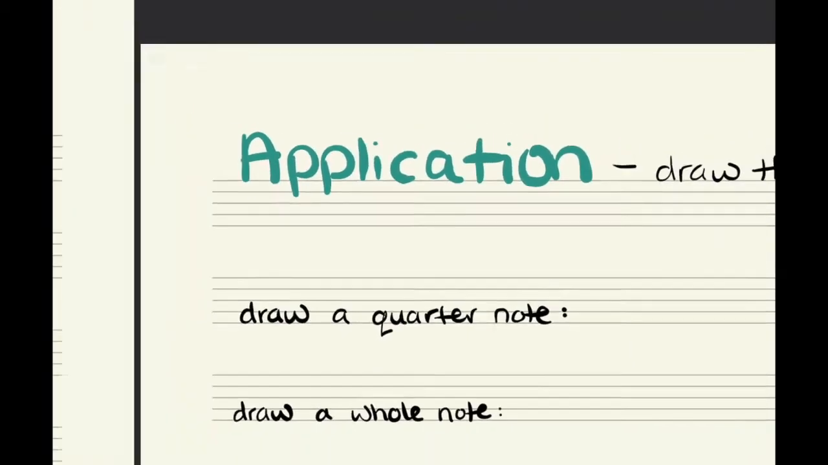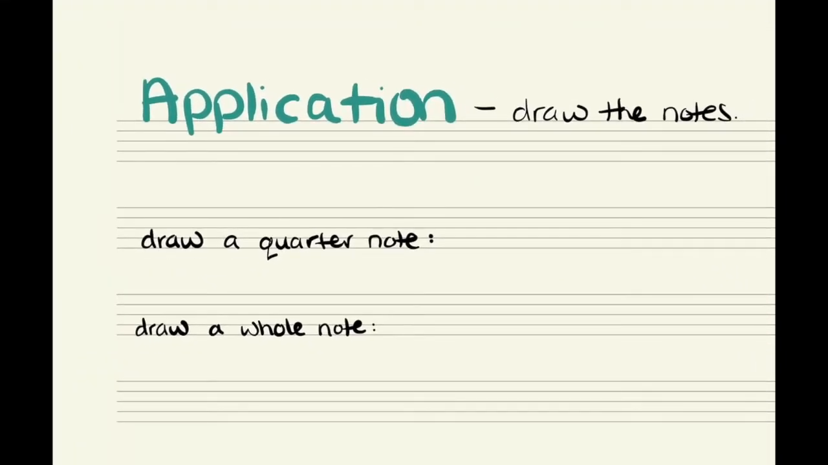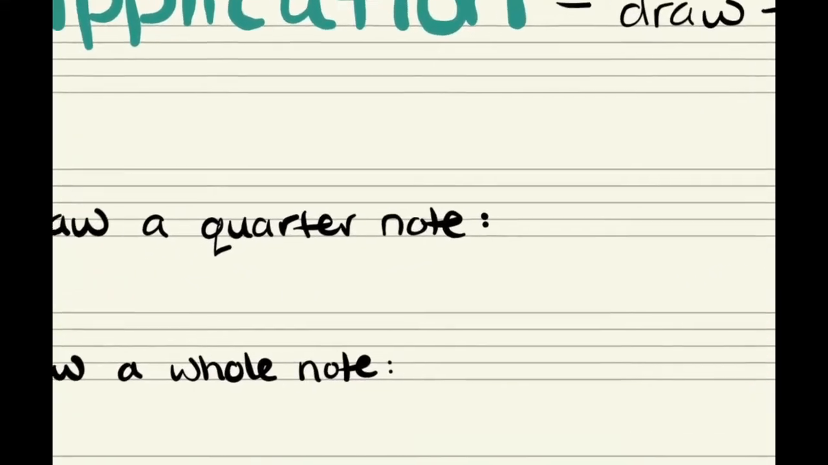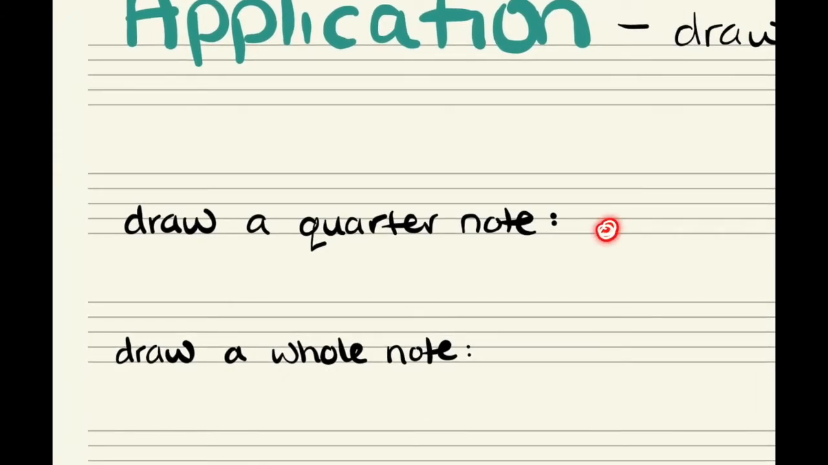Moving on to application, I would ask you to draw the notes. So if it asks you to draw a quarter note, you would draw a quarter note, color it in there, and we know that it's worth 1 beat. If I asked you to draw a whole note, you would draw just that circle, and we know that it's worth 4 beats. So this is just practicing the different notes just to get that ingrained in your brain.